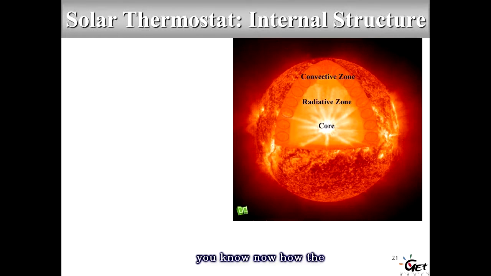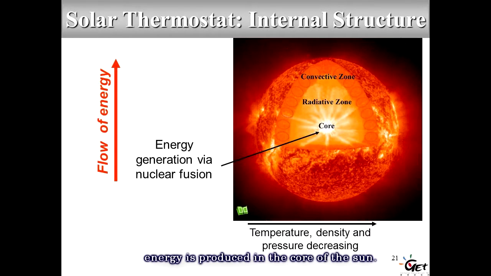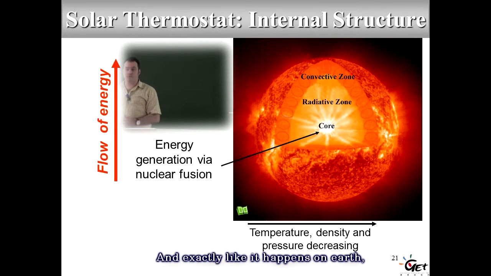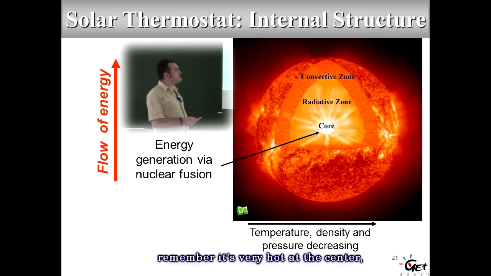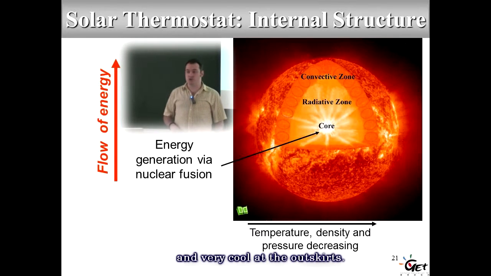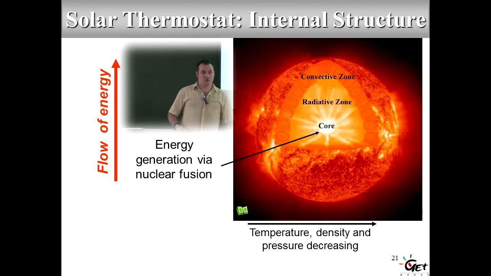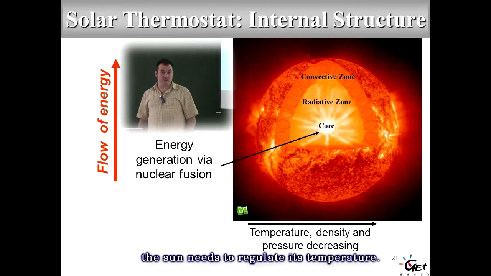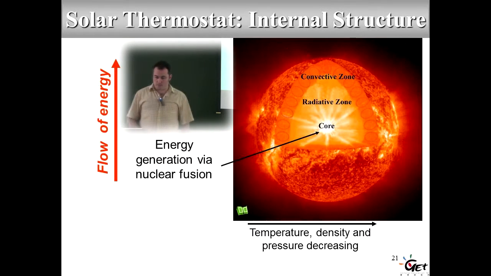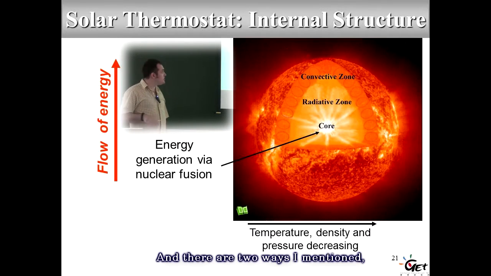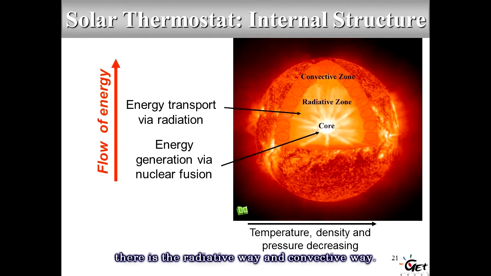So, you now know how the energy is produced in the core of the sun. And exactly like what happened on Earth, remember it's very hot at the center and very cool at the outskirts. So the sun needs to regulate its temperature. And there are two ways mentioned: there are radiative ways and convective ways.